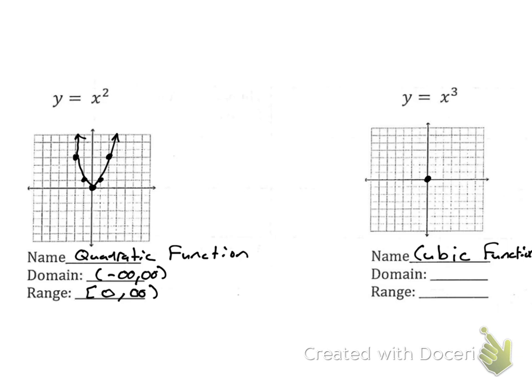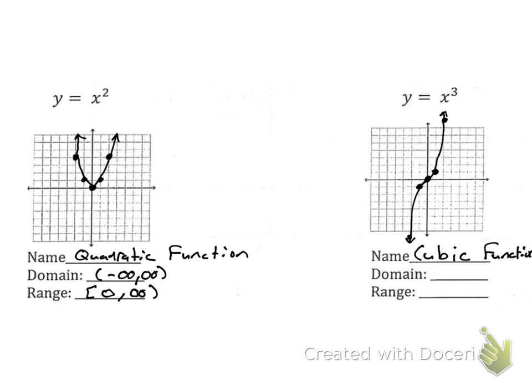If I plugged 1 in for x, what would I get? 1. If I plugged 2 in for x, what would I get? 8. 2 cubed is 8. Okay. If I plugged in -1 for x, what would I get? -1. Good. -1 cubed is -1. If I plugged -2 in for x, what would I get? -8. Good. And we get our cubic function.